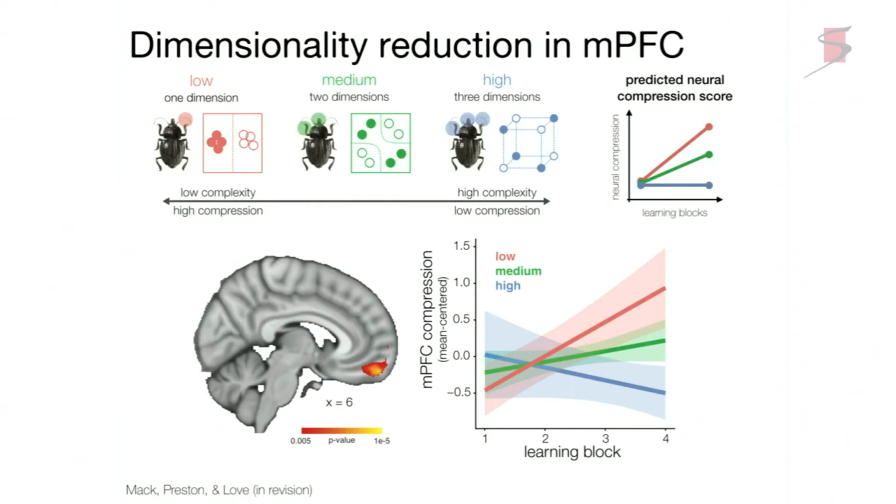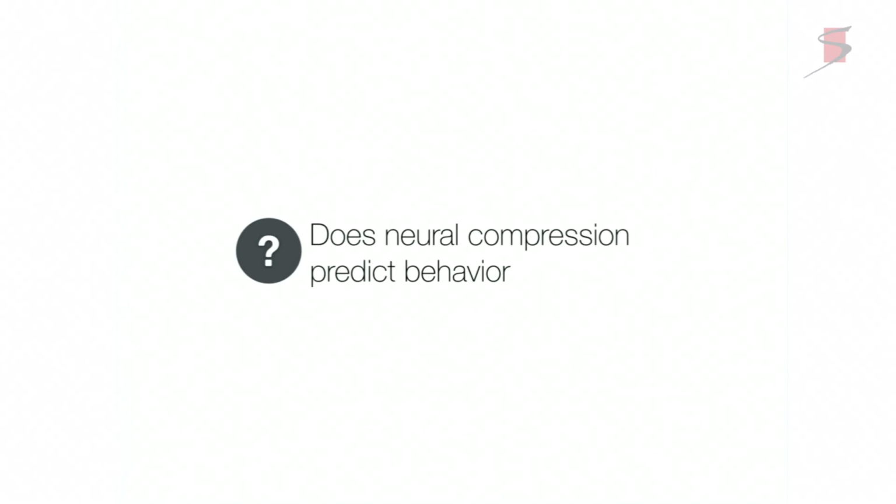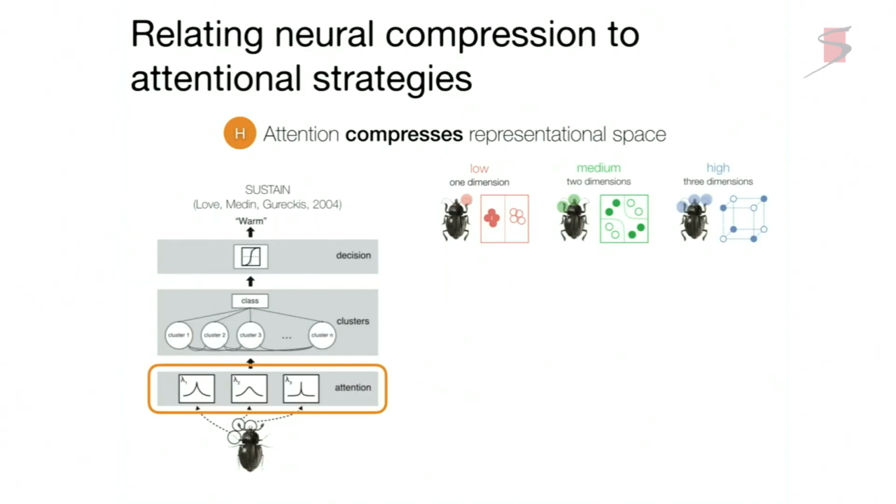And so, the next question we ask is, how does this relate to behavior? Does it actually predict anything about how people behave in this task? Particularly, what we wanted to look at is attentional strategies, the idea that this kind of neural compression should relate to how people attend to the different features of this task.